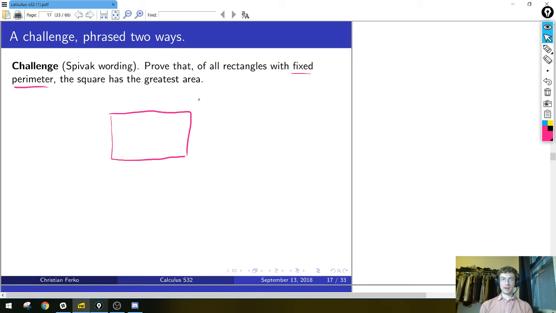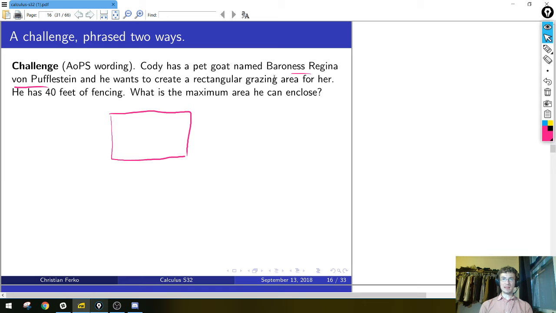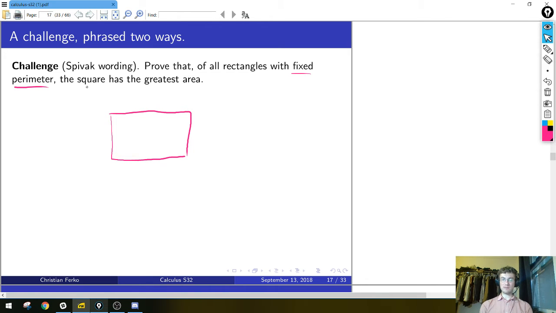So then Spivak says, all right, fine, if the perimeter is fixed to be some number, we want to get the biggest area, and you want to prove that's a square rather than something else. So that tells you that the maximum area Cody could have enclosed in this problem is whatever area he would get by building a square that's 10 feet on a side. But instead of doing the whole long-winded story, we'll just prove this.